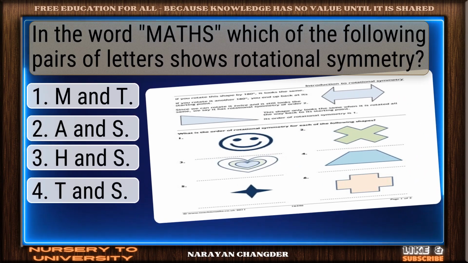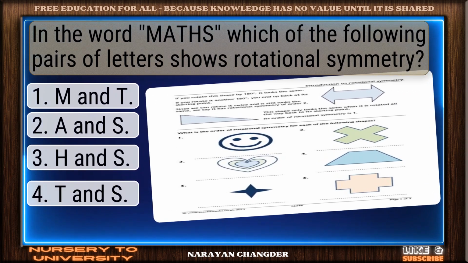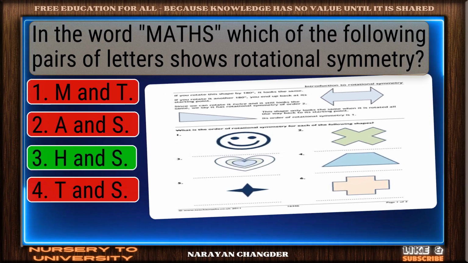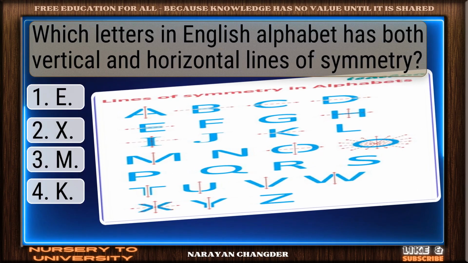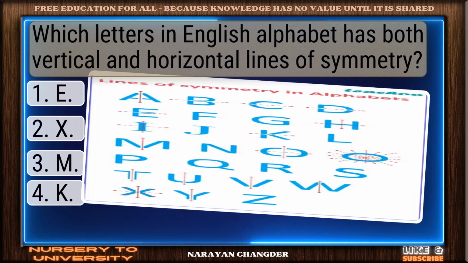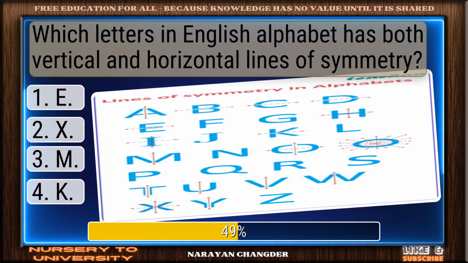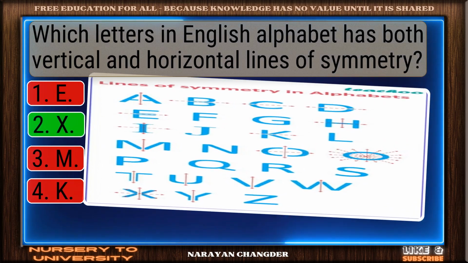In the word maths, which of the following pairs of letters shows rotational symmetry? Bravo, H and S is the answer. Which letters in the English alphabet have both vertical and horizontal lines of symmetry? Smart move. X is an accurate answer.